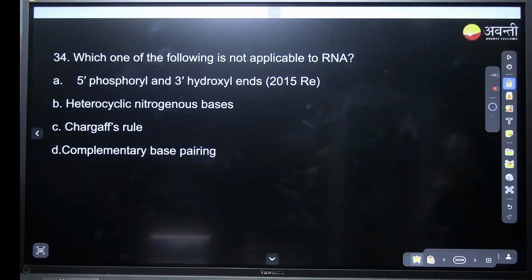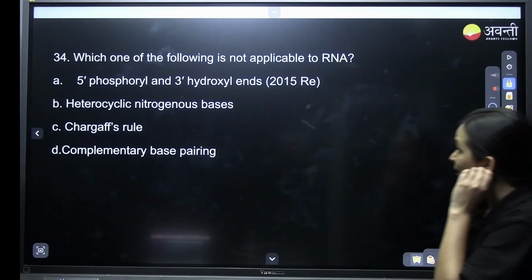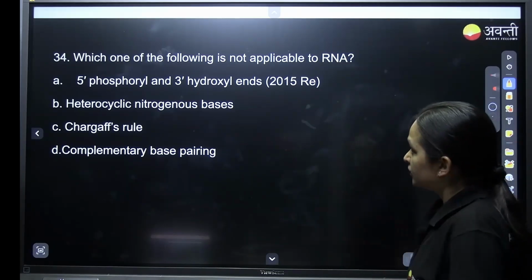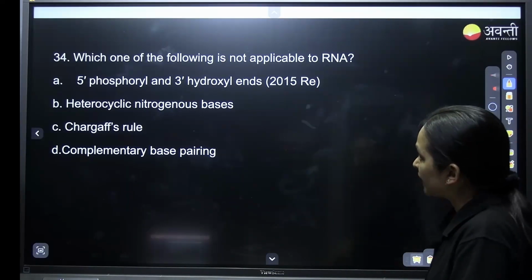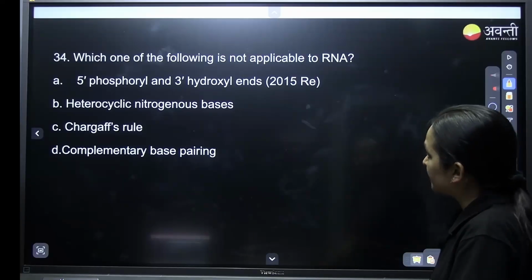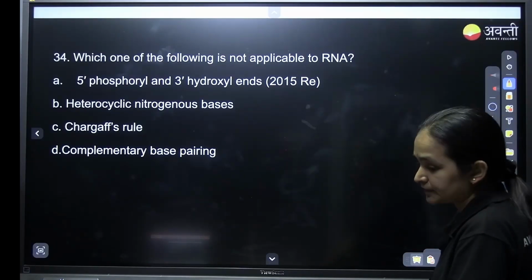Which one of the following is not applicable to RNA? 5' phosphoryl and 3' hydroxyl, heterocyclic nitrogen bases, Chargaff's rule, complementary base pairing.